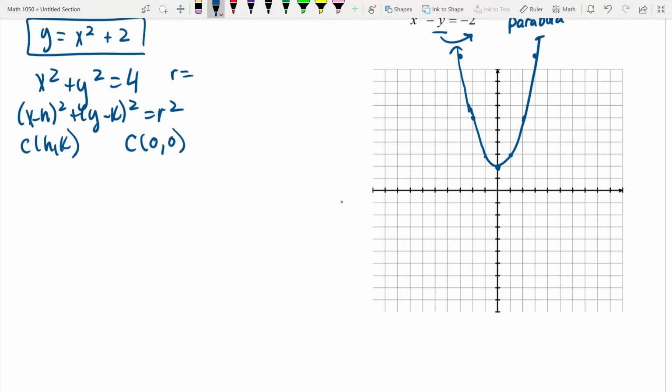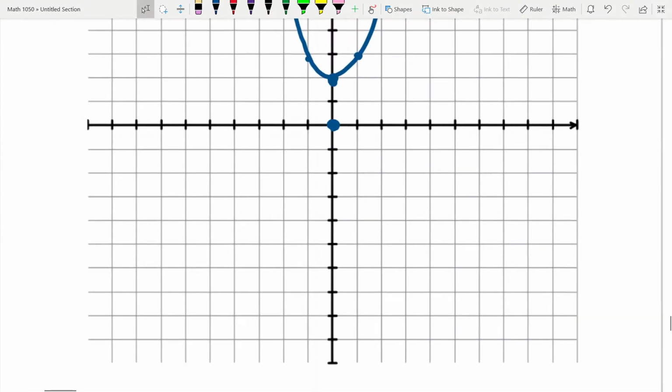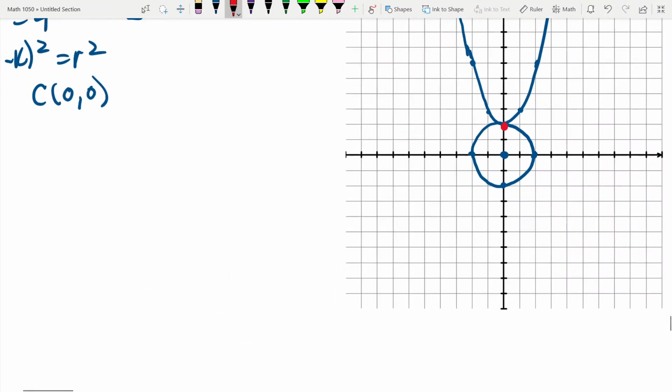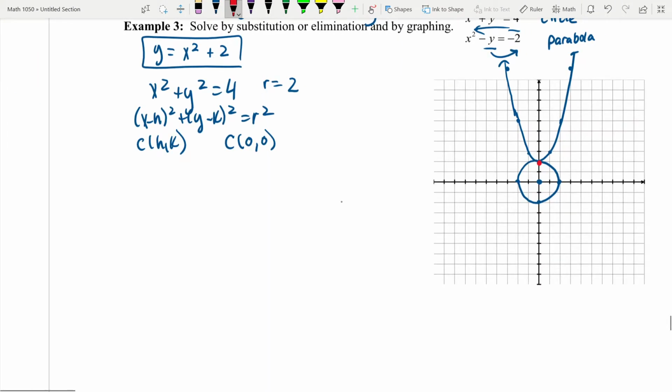You guys, if radius squared is 4, what's my radius? 2, the square root of 4, right? Okay, so everybody put a pencil at the origin. And now we've got to graph a circle that has a radius 2. So I'm going to go right 2, left 2, up 2, down 2. Make it look like a circle and not a triangle. You only have one answer. It's right here where they touch. And that ordered pair is 0, positive 2. And you're done.